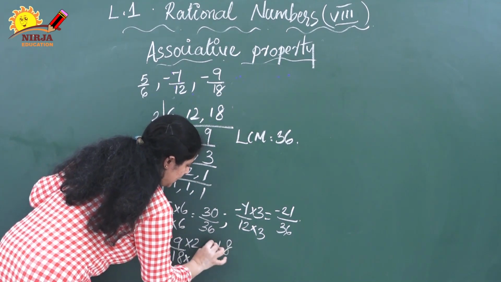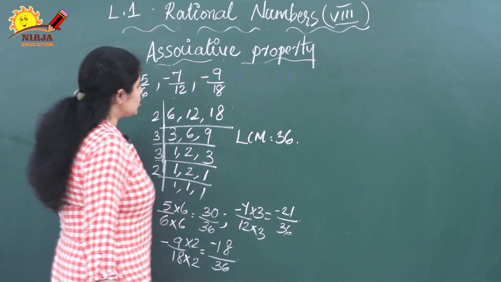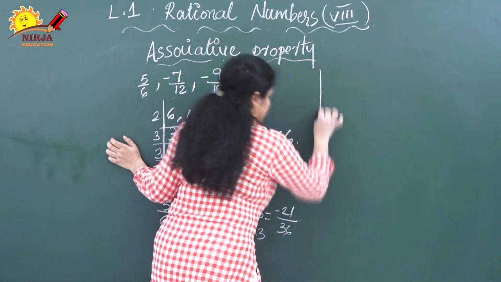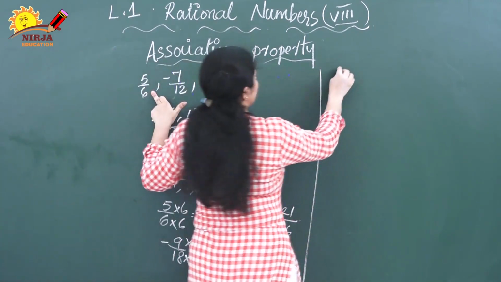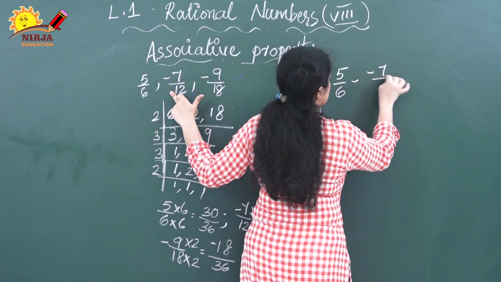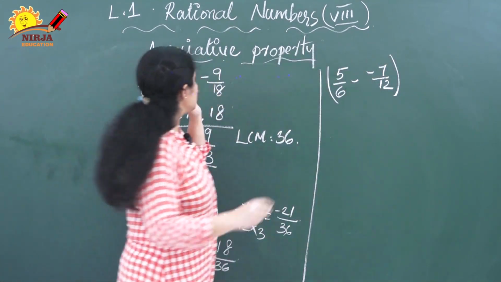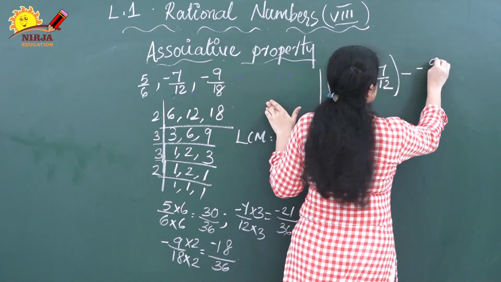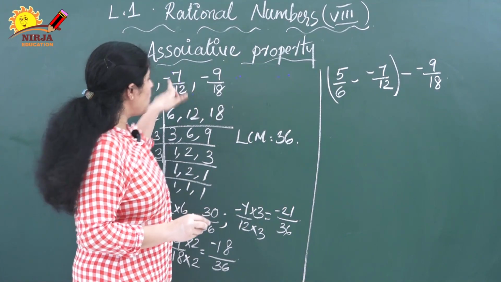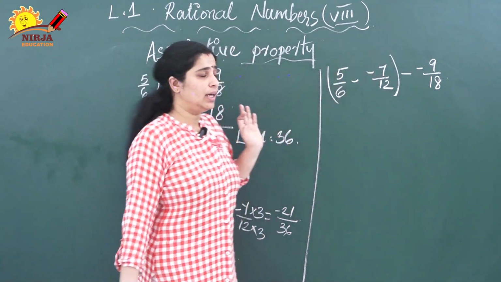9 2s are 18, 18 2s are 36, you will get. Now change the denominators of the numbers. Now we will do the subtraction. So 5 by 6 minus 7 by 12. First I am doing the subtraction of these two numbers, then I will subtract minus 9 by 18. So 5 by 6 minus 7 by 12 minus 9 by 18.